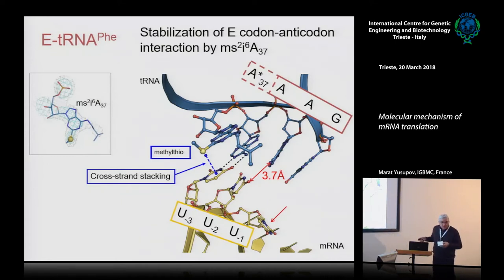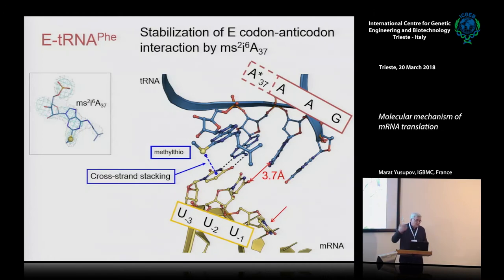There was another part of this story: as I said, for a long time there was a fight between ribosomologists working in this field about how many tRNAs we have on the ribosome. One school was saying that we have only two tRNAs, A and P, and only three laboratories among many were speaking about a third tRNA binding site, and that was the E site.